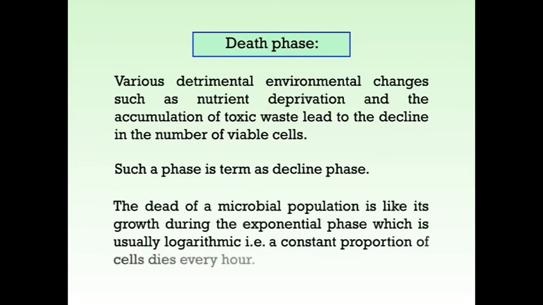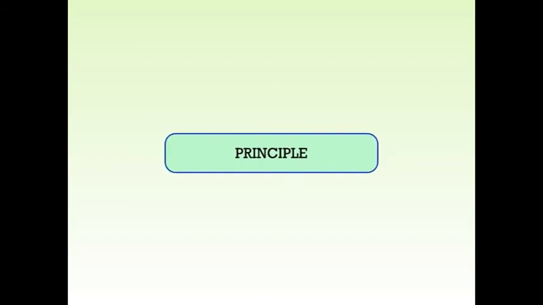The death of a microbial population is like its growth during the exponential phase, which is usually logarithmic. A constant proportion of cells dies every hour. Although most of the microbial population dies logarithmically, the death rate may decrease after the population has been drastically reduced. This is due to the extended survival period of particular resistant cells. So now we'll come to the principle.